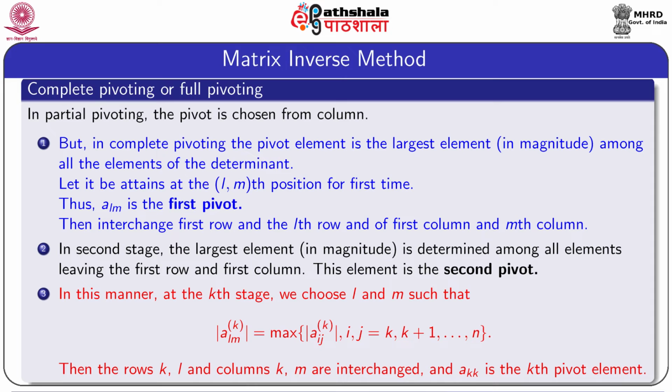In this manner, at the kth stage, we choose a_lm such that the absolute value of a_lm at the kth iteration is equal to the maximum among the absolute values of a_ij at the kth iteration, where i and j equal k, k plus 1, up to n. Using this formula, we can determine the kth pivot element, then rows k and l and columns k and m are interchanged and a_kk becomes the kth pivot element.